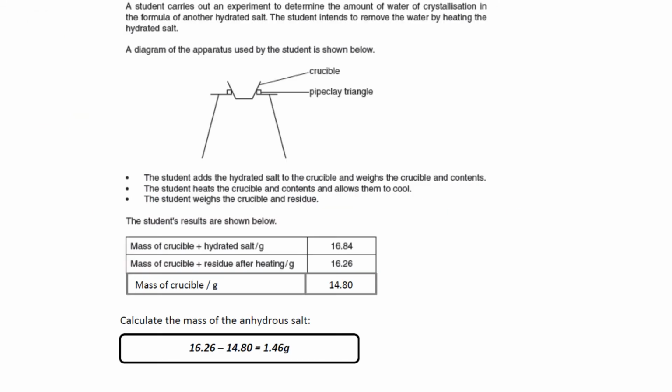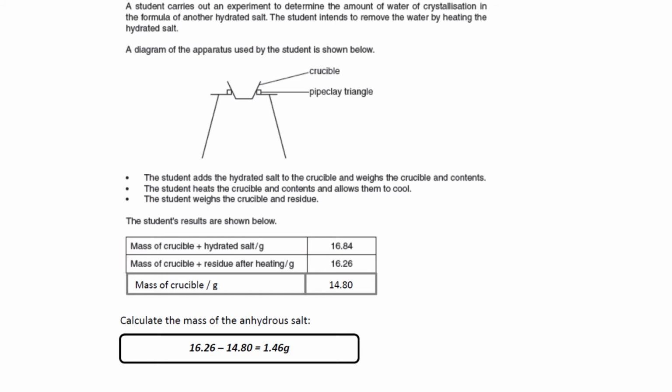So here's practically how we would remove all of the water. A student carries out an experiment to determine the amount of water of crystallization in the formula of another hydrated salt. The student intends to remove the water by heating the hydrated salt. So you'd put your salt in a container, which is called a crucible, above a Bunsen burner and heat it up. So the student adds the hydrated salt to the crucible and weighs the crucible and contents.